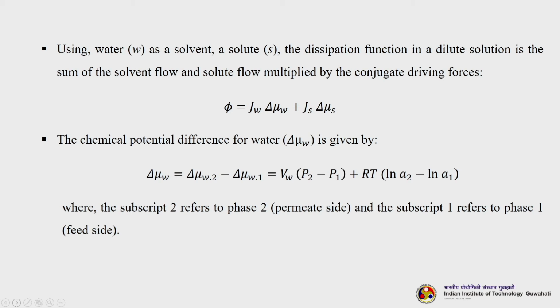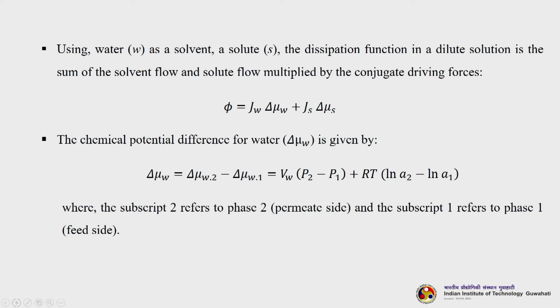Using water as a solvent and a solute S, the dissipation function in dilute solution is the sum of the solvent flow and solute flow multiplied by the conjugate driving force. So, we can write the dissipation function phi as the summation of 2 different fluxes. One is Jw, which is the flux due to water, another is Js, which is the flux due to salt. So, we can write the dissipation function phi equals Jw delta mu W plus Js delta mu S.